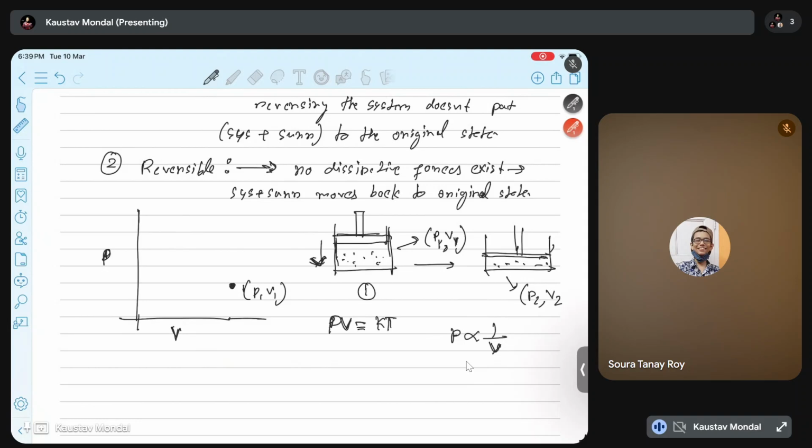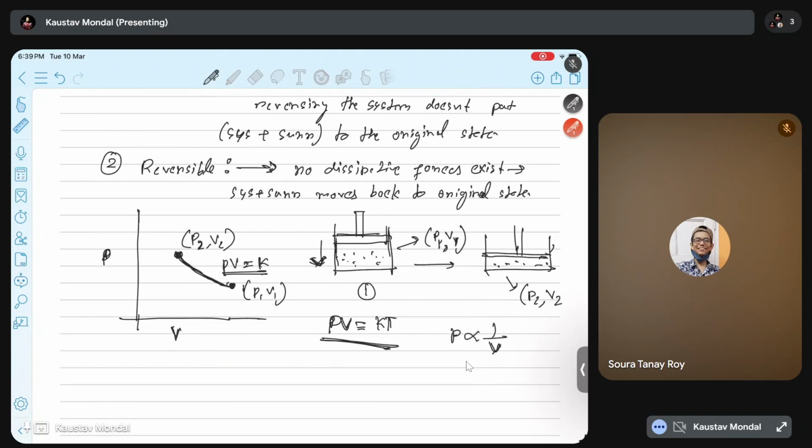So if you relate P1 V1 to P2 V2, it will show this kind of hyperbolic curve because this is an equation of a hyperbola, right? Sorry, not a parabola. So this is basically related by PV equal to some constant, right? Okay, so this is the ideal case, if the system is like an ideal gas.